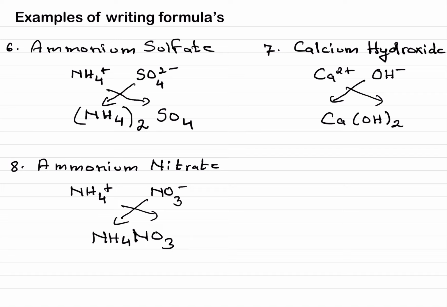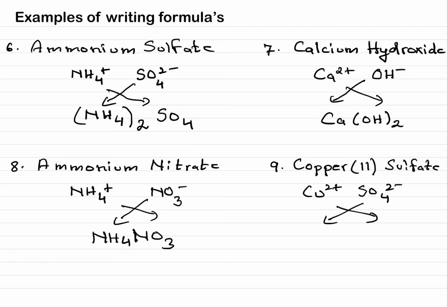Let's do another one, copper 2 sulfate. Remember to write the 2 in the bracket, copper 2 sulfate, because we also have copper 1 sulfate. So copper 2 sulfate. Copper 2 plus has a charge of 2 plus over there, and sulfate has a charge of 2 minus. They exchange their charges. Since both have the same charge, we can just write it as CuSO4. So that is copper 2 sulfate.